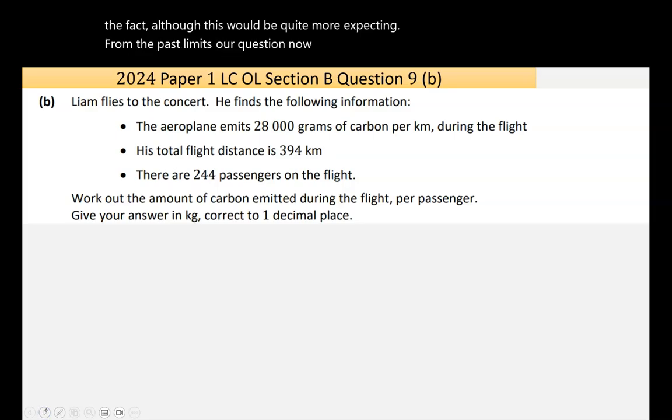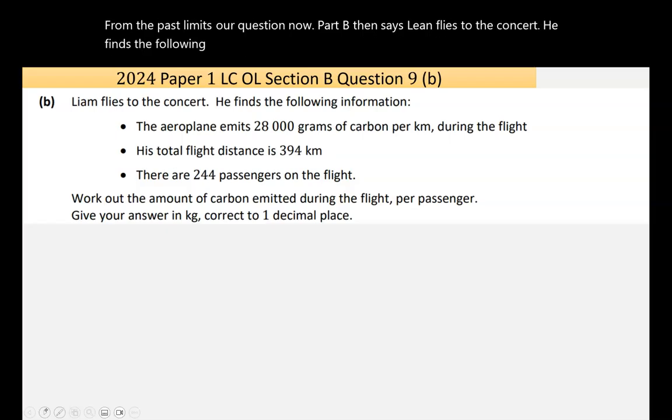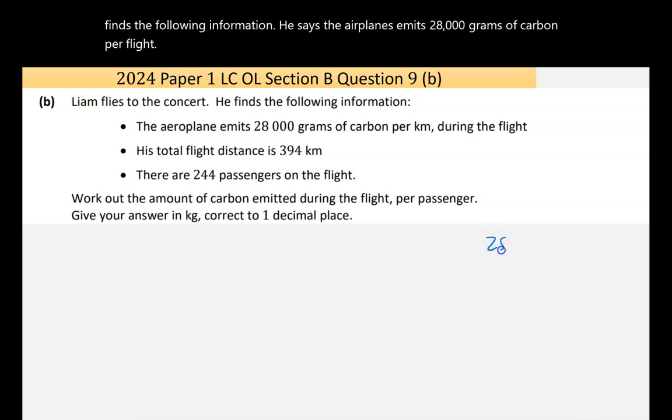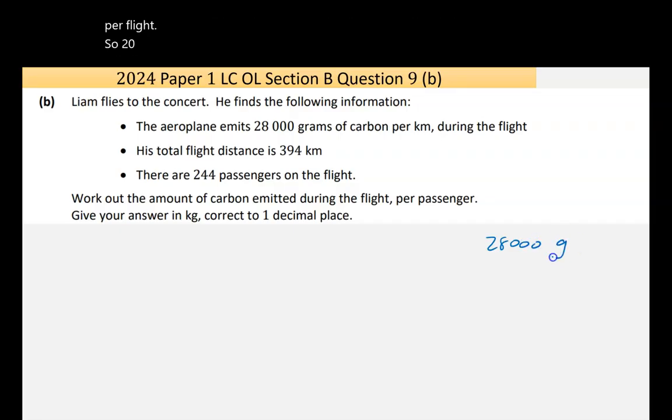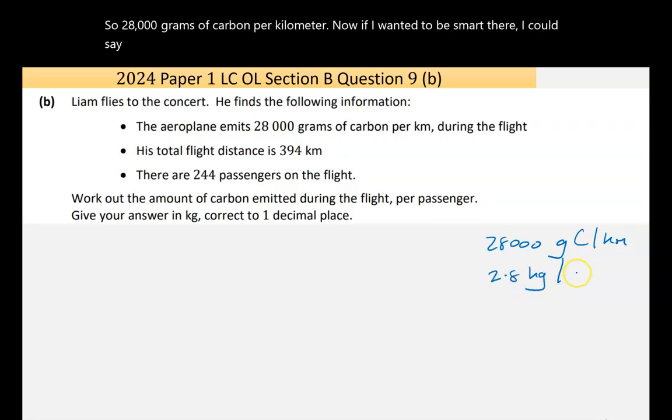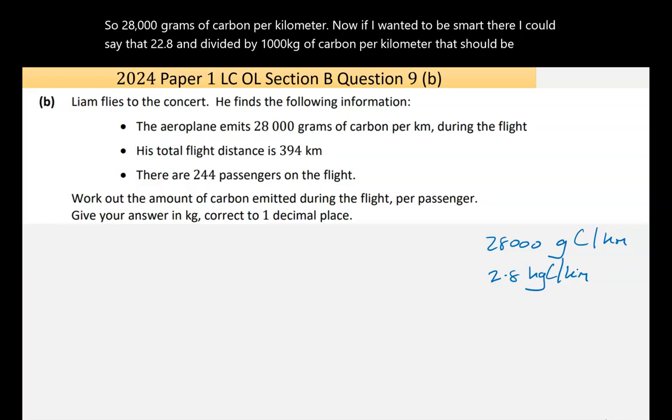Now, part B then says Liam flies to the concert. He finds the following information. He says the airplane emits 28,000 grams of carbon per kilometer. Now, if I wanted to be smart there, I could say 28,000 divided by 1,000 gives kilograms of carbon per kilometer. That should be enough for an attempt.